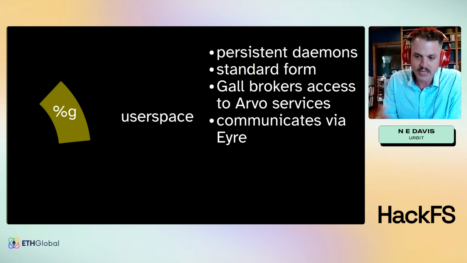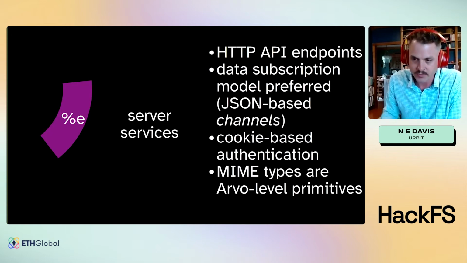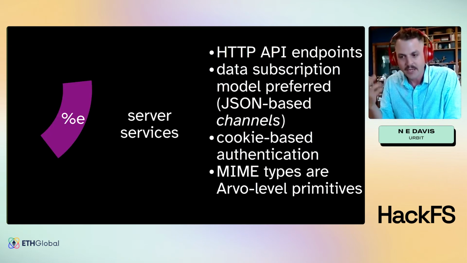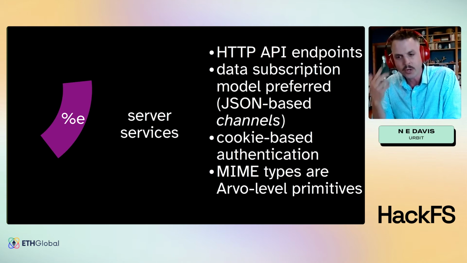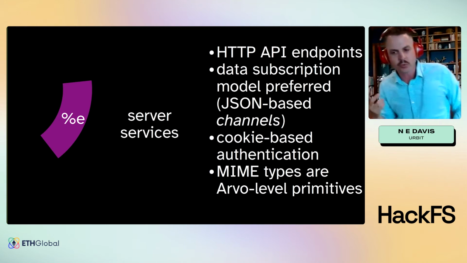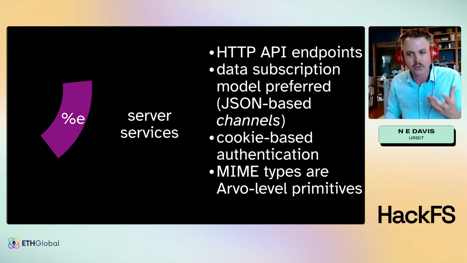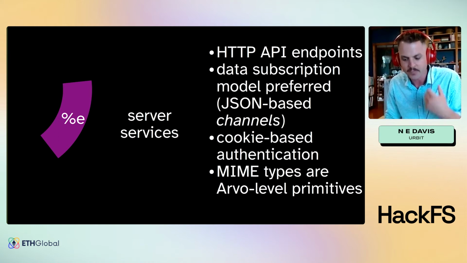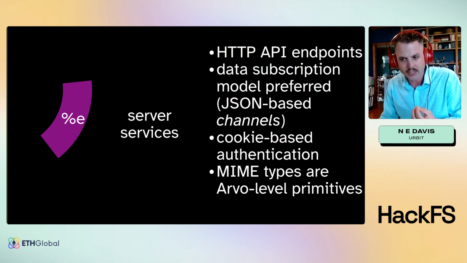And then it's going to communicate with whatever front end you have via HTTP API using the Eyre server, which is this one. So it has HTTP API endpoints. It tends to prefer a data subscription model, right? So there's different ways you can think about constructing an API. Urbit likes a data flow model wherein you open a channel and you listen for that channel. You listen for events to come over that channel.